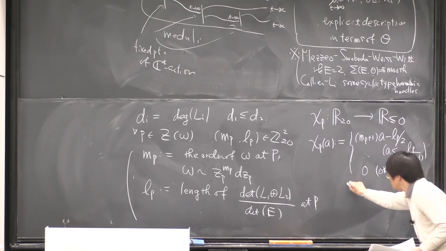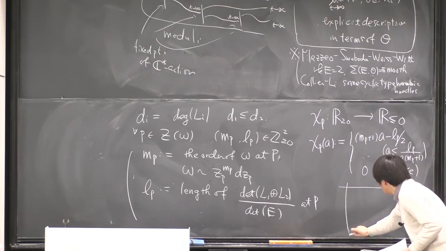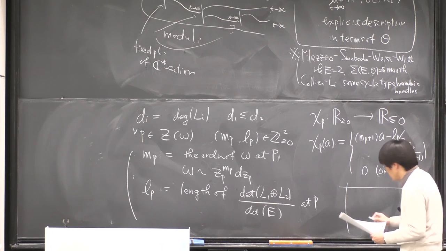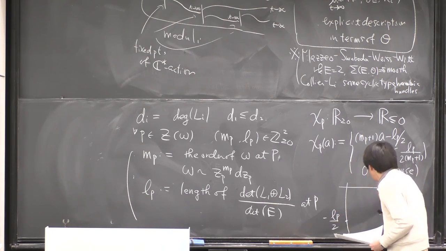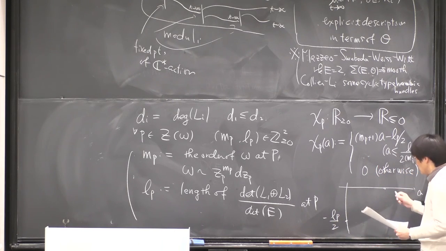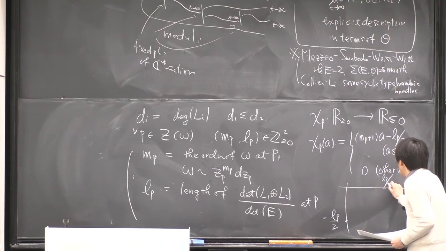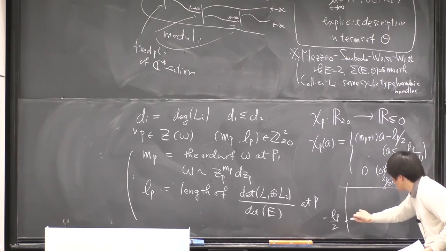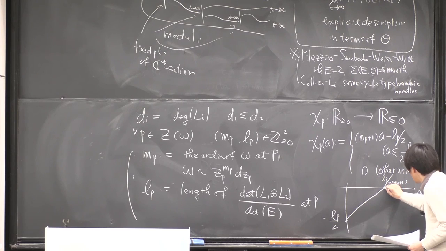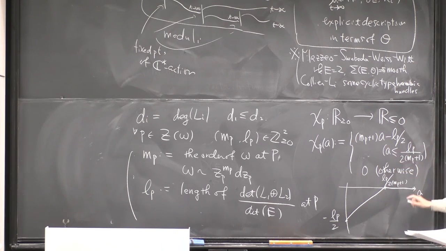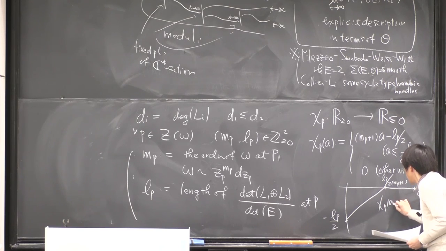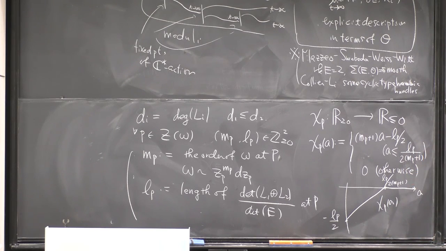Well, if we graph, we have minus LP over 2 here, and we have LP over 2 MP plus 1 here, and by connecting by segments, 0 here. So this is the graph of chi PA. So anyway, we have the function like this.